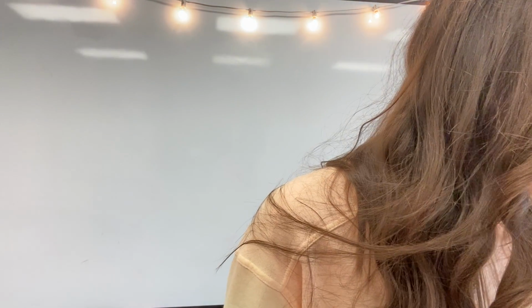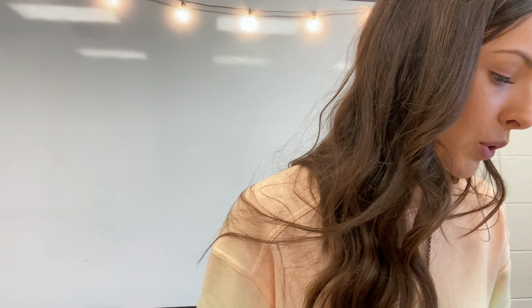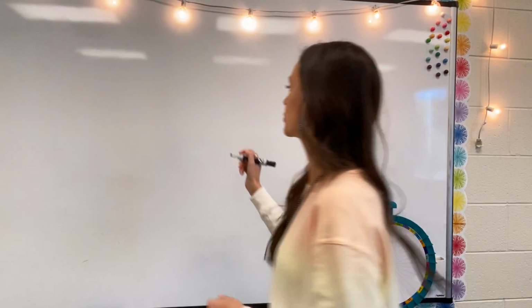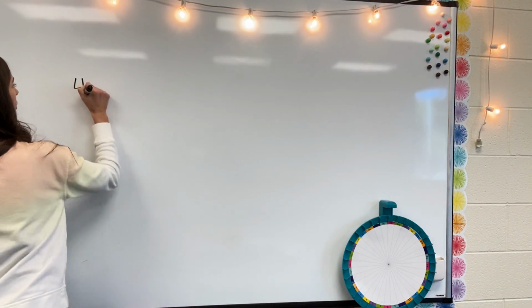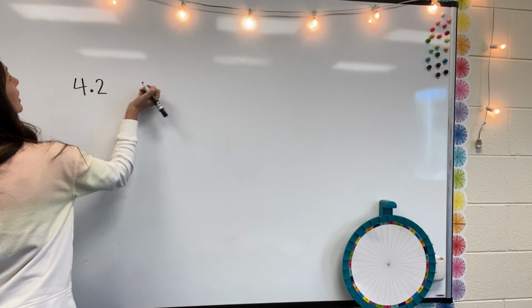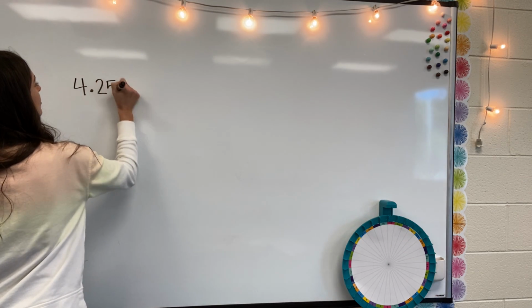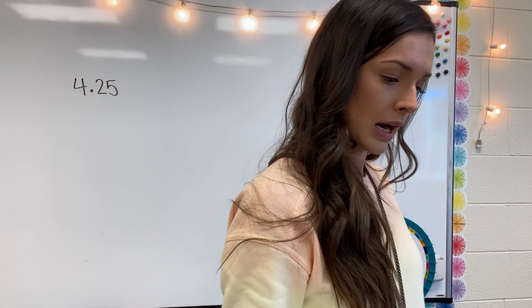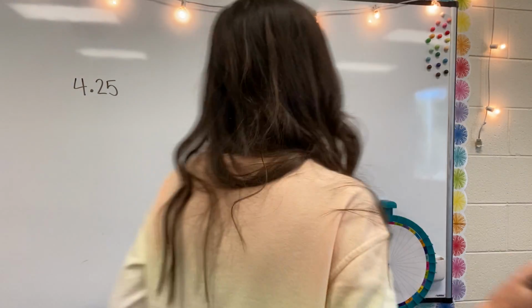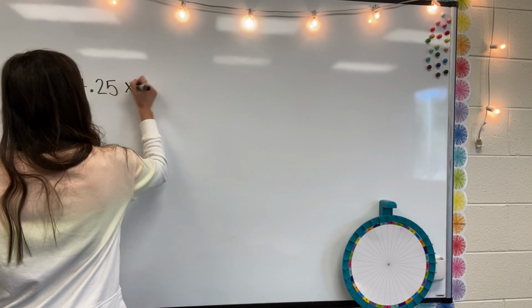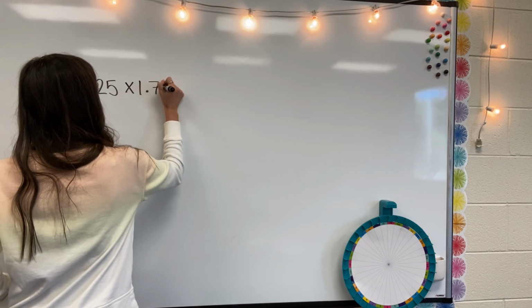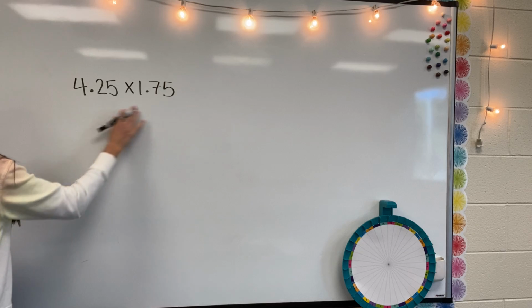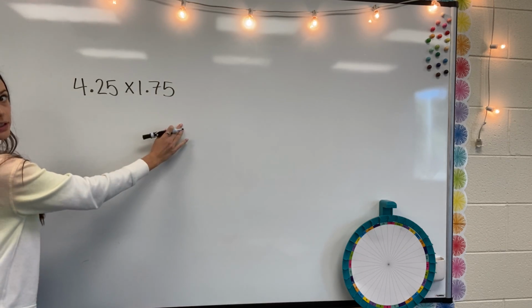All right, so let's say we want to multiply. We'll do 4.25, or 4 and 25 hundredths, times, I'll do 1.75. So these are written horizontally, right?